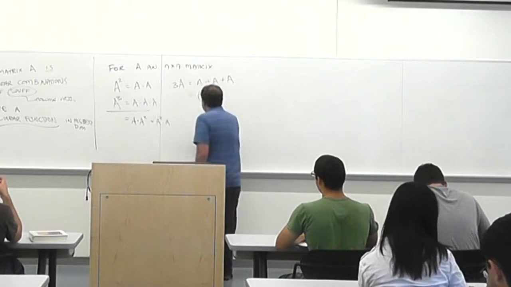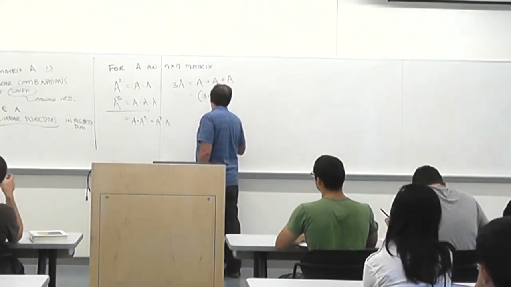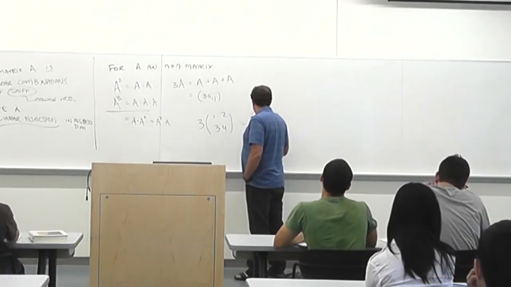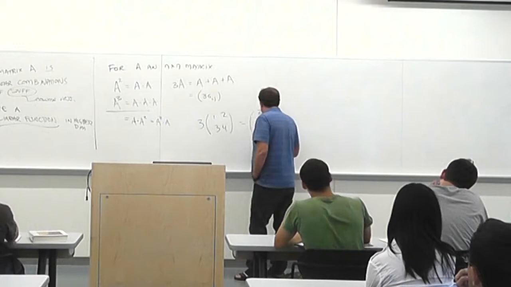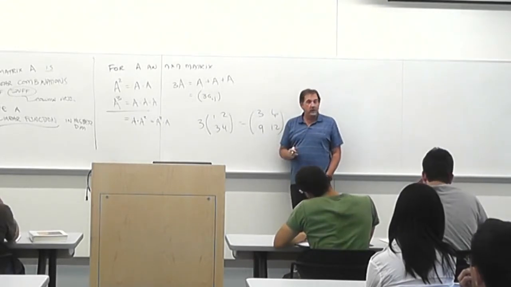So this makes sense. If I want to talk about 3 times the matrix 1, 2, 3, 4, then this is just the matrix 3, 6, 9, 12. So I can talk about 3A as well.